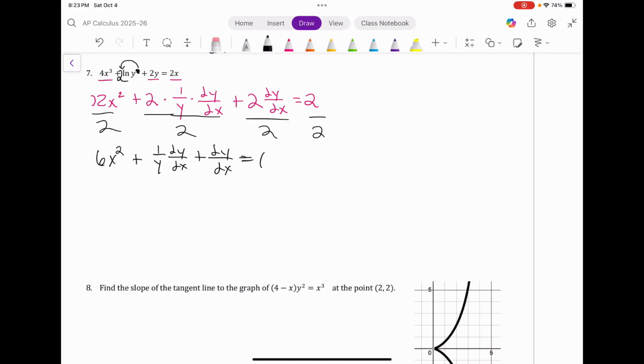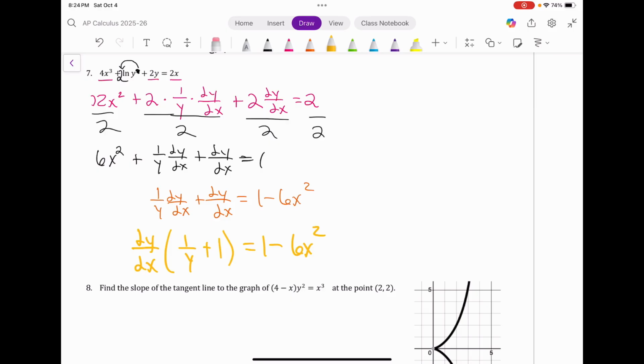Okay, then we'll move the 6x squared over. Okay, factor out the dy dx. All right, and then we'll divide by whatever is attached to dy dx.